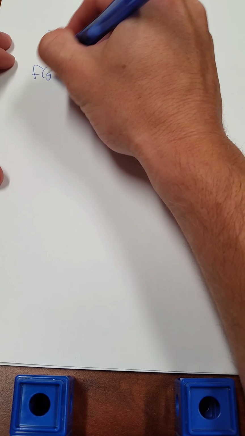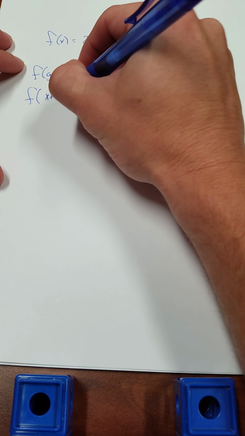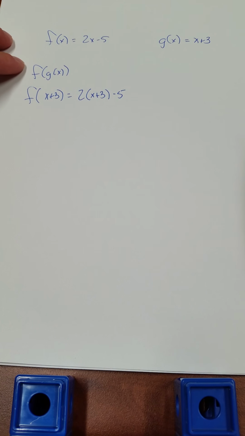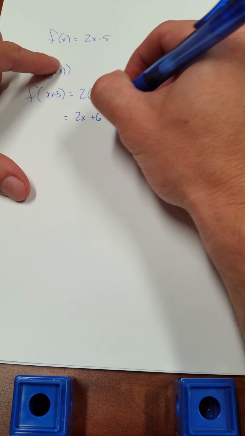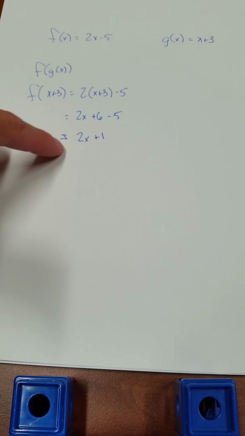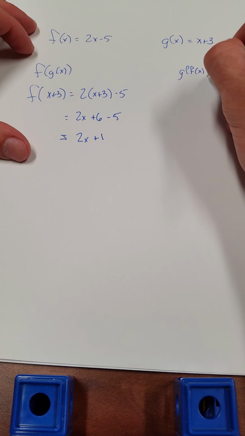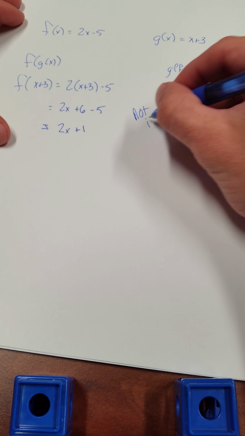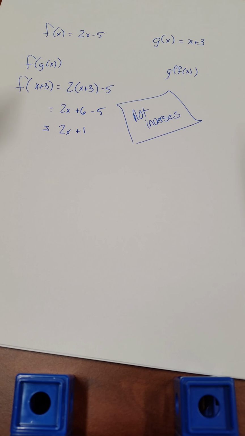So let's look at f of g of x first. So if this is going to work, this is going to simplify to just x. Well, 2 times x is 2x, 2 times 3, 6 minus 5, and this simplifies to 2x plus 1. That is not x, so no matter what g of f of x would give us, they are not inverses of each other. So we can stop right here and we can just say, hey, these are not inverses. So that's verifying inverses.